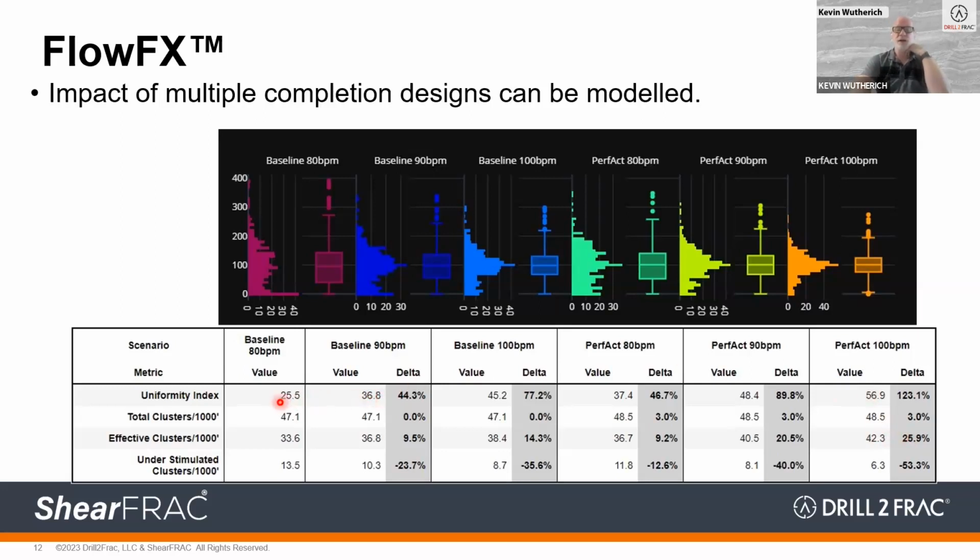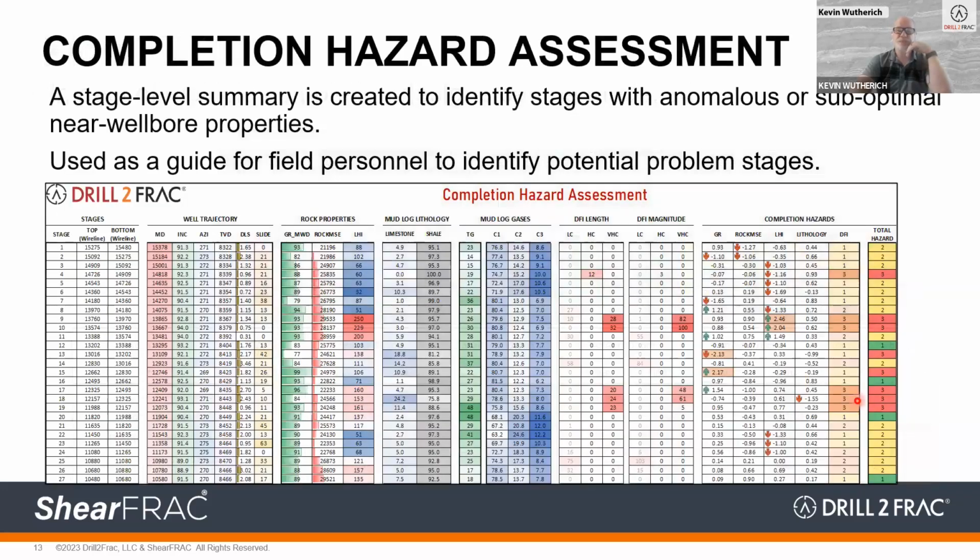And if you're used to uniformity index, we measure that too. In the original design, we go from a 25 all the way up to a 56 uniformity index. So it gives you a way to at least analytically understand what the effect of your different design changes are going to be.